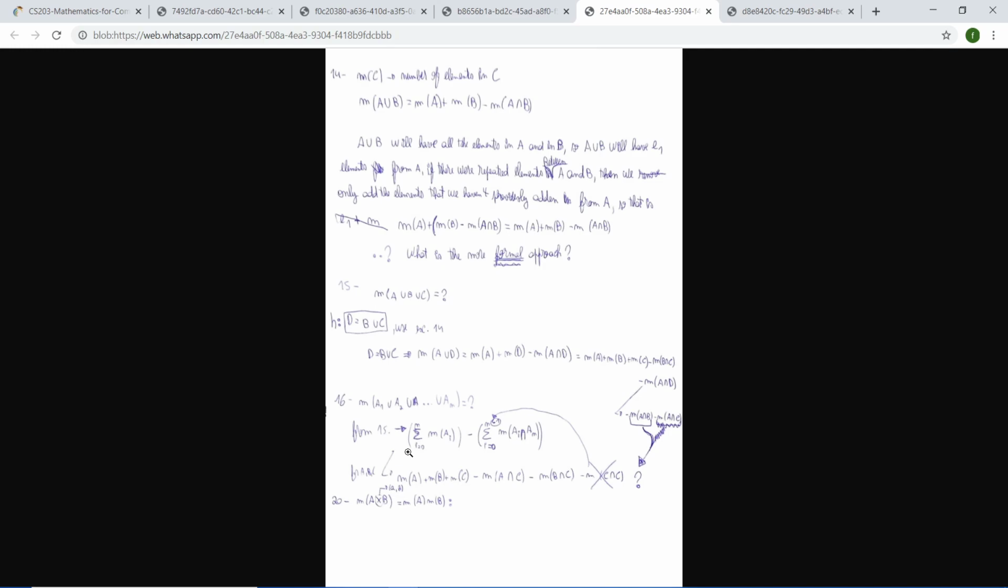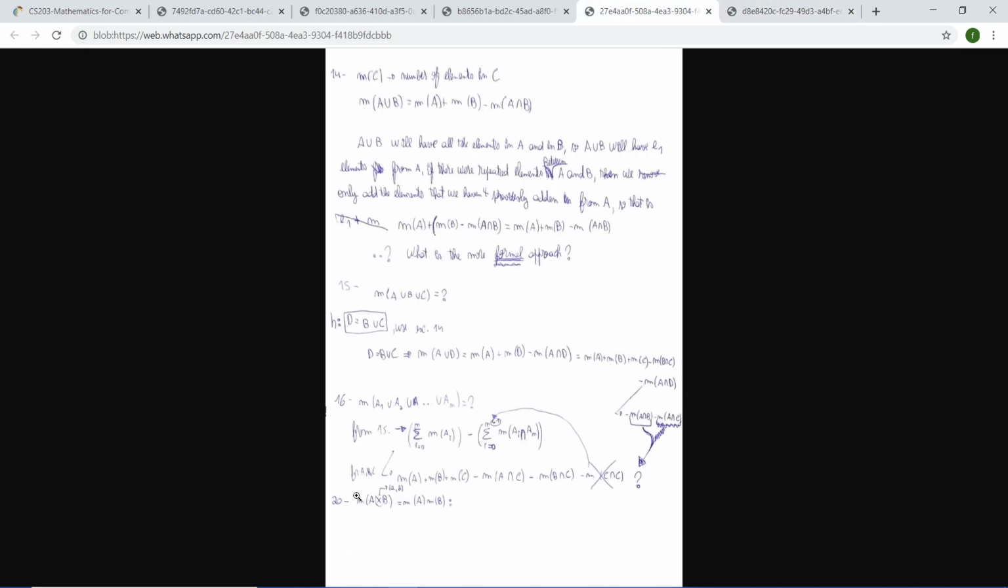And for exercise 16, I couldn't solve it 100% because I'm missing something. In this case, I'm missing m of a intersection b, which is the number of elements in the intersection between a and b, and I couldn't get it into this formula. Maybe I'm just too tired, I don't know. And I left some exercises that I will try tomorrow, before I turn on my computer, I guess.